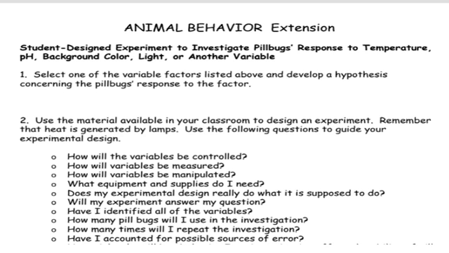Then for the majority of the class period, you're going to be looking at the animal behavior lab, the extension portion, and you're going to be following through and designing an experiment. As you notice, it shows that you can choose different variables listed up at the top here, from temperature to pH to background color to light, or another variable that you as a group can decide and work on. So you should be working in groups of 3 to 4, so no more than 7 lab stations. You're going to select one variable, and then using materials in your classroom or ones that you choose to bring in.